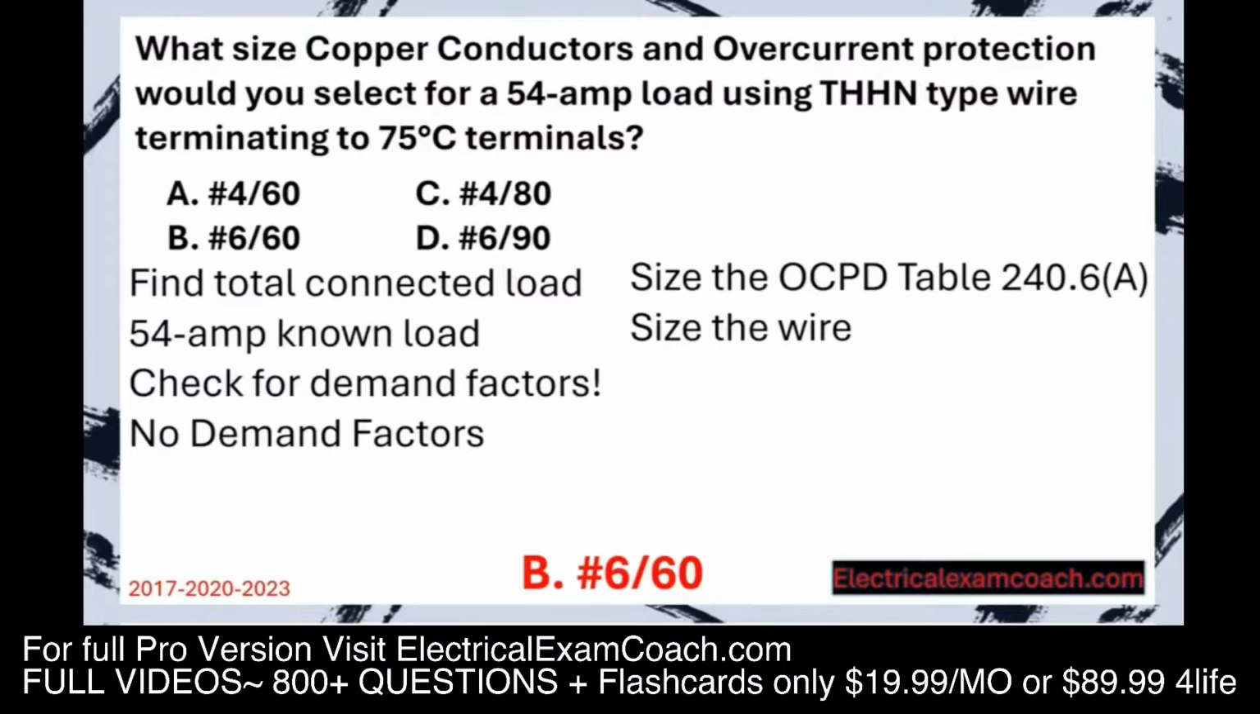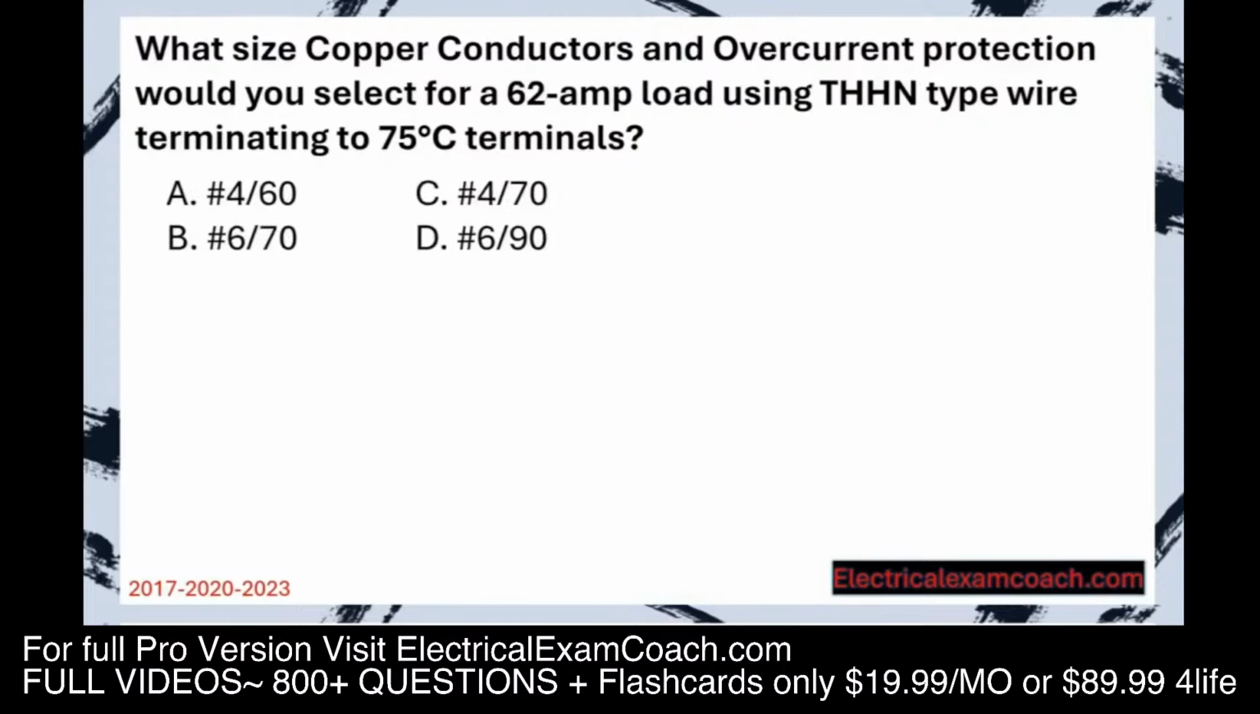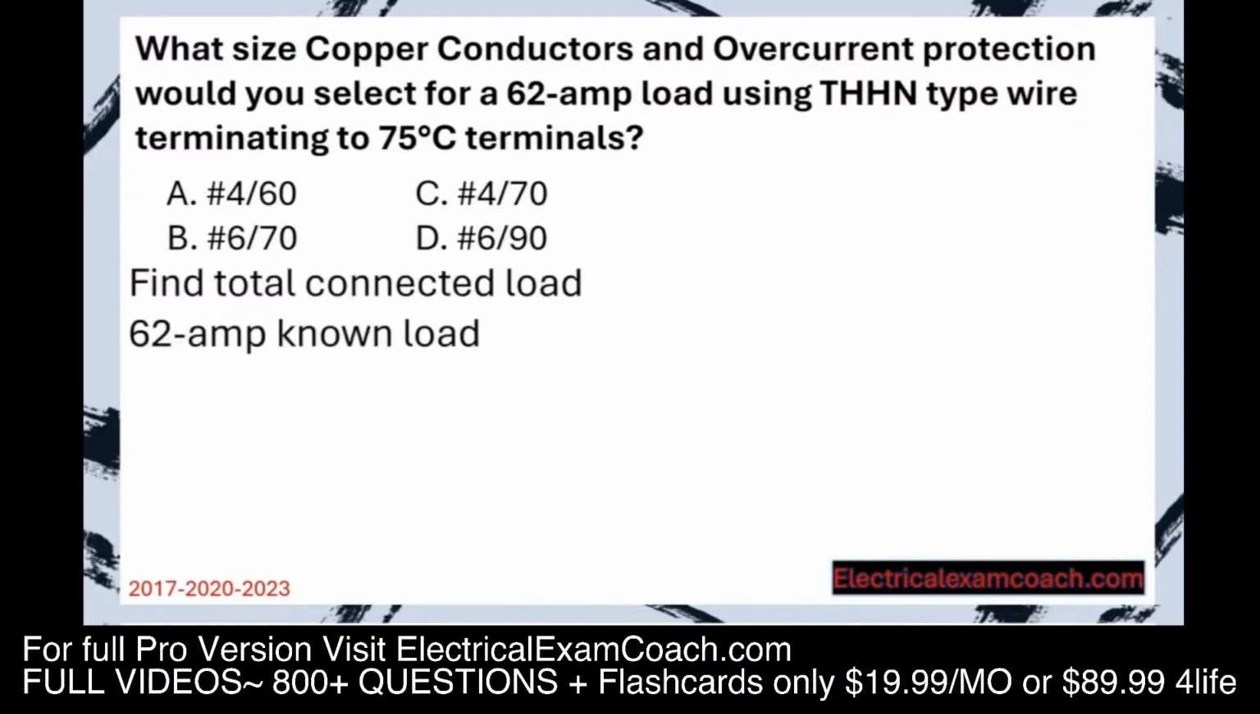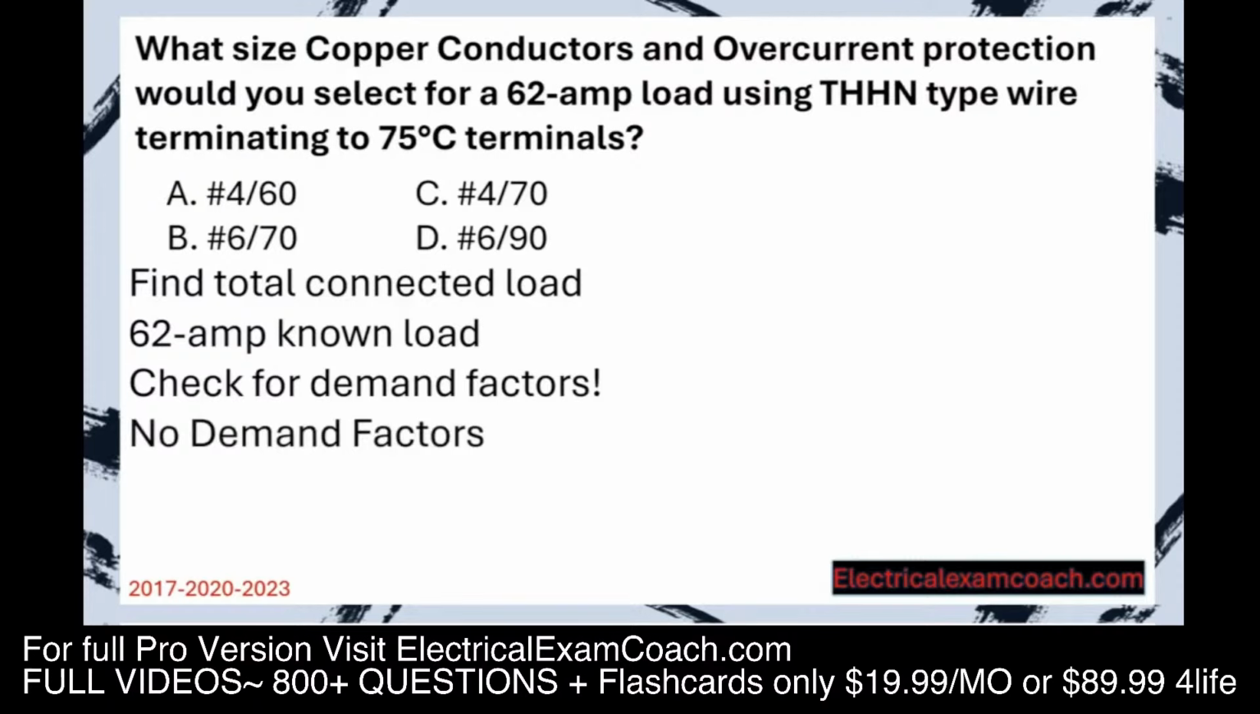What size copper conductor and overcurrent protection would you select for a 62 amp load using THHN wire terminating to 75 degree C terminals? Step 1, find our total connected load. In this case, it starts at 62 amps, but we must check for demand factors. With there being no special pieces of equipment mentioned or the fact that it's running for 3 or more hours, in this case, there are no demand factors.